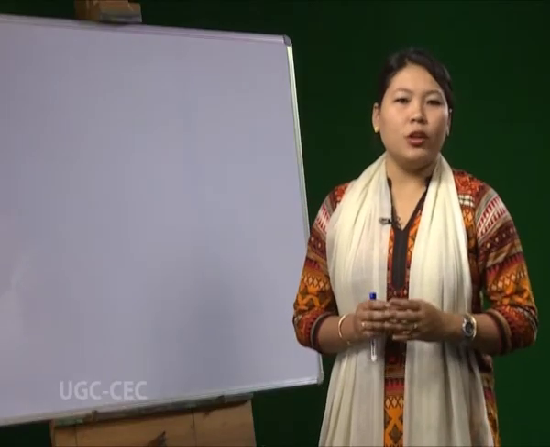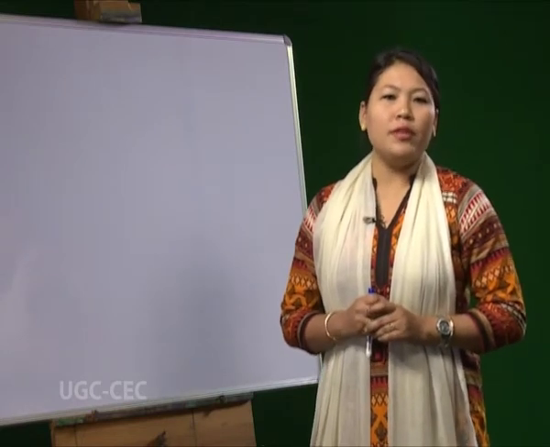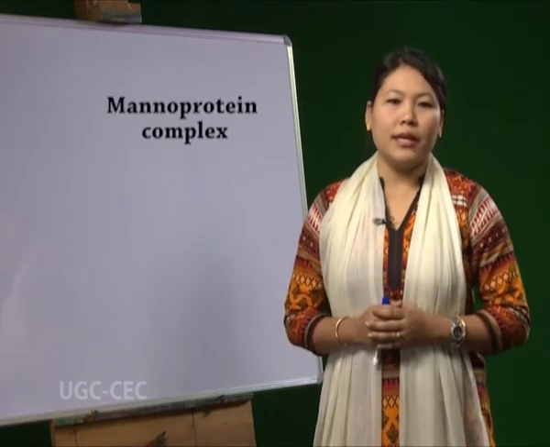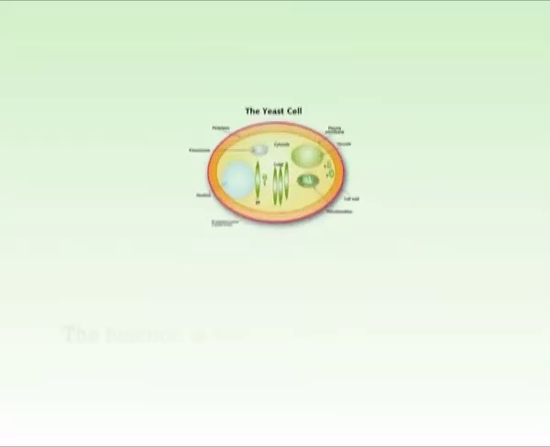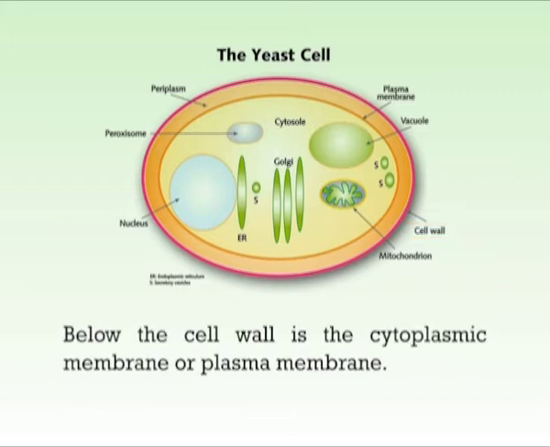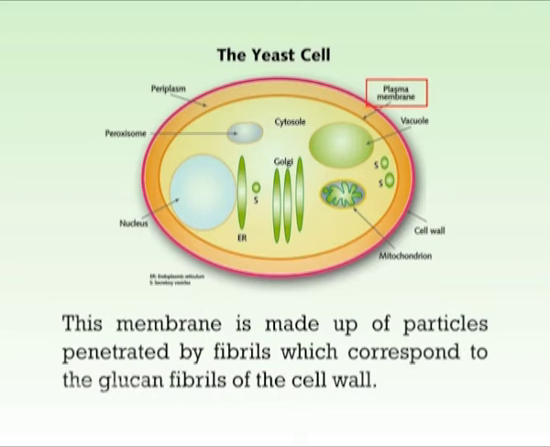And in yeast, cellulose is absent. Most of these proteins are linked to the mannan oligosaccharide, and it is termed the mannoprotein complex. The function of the cell wall is to give shape and to provide structural support to the yeast cell. Below the cell wall is a cytoplasmic membrane, which we also call the plasma membrane. This membrane is made up of particles that are penetrated by fibrils, which correspond to the glucan fibrils of the cell wall.